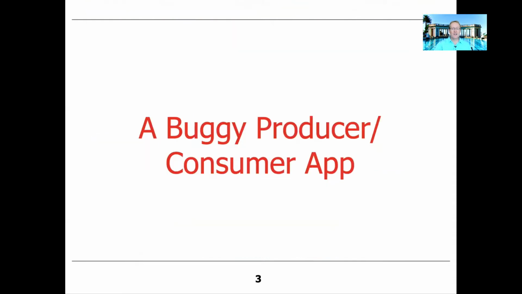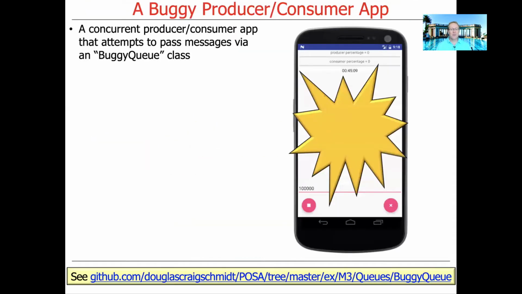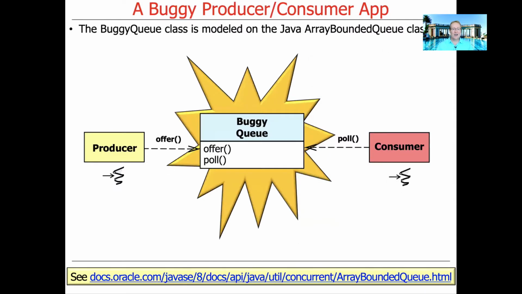All right, so let's go ahead and take a look at the app here. You can actually download this app and play with it. It's in my GitHub repository, as you can see here under this link. It's basically a concurrent producer-consumer app that attempts to pass messages between multiple threads using a BuggyQueue. Here's what it looks like.